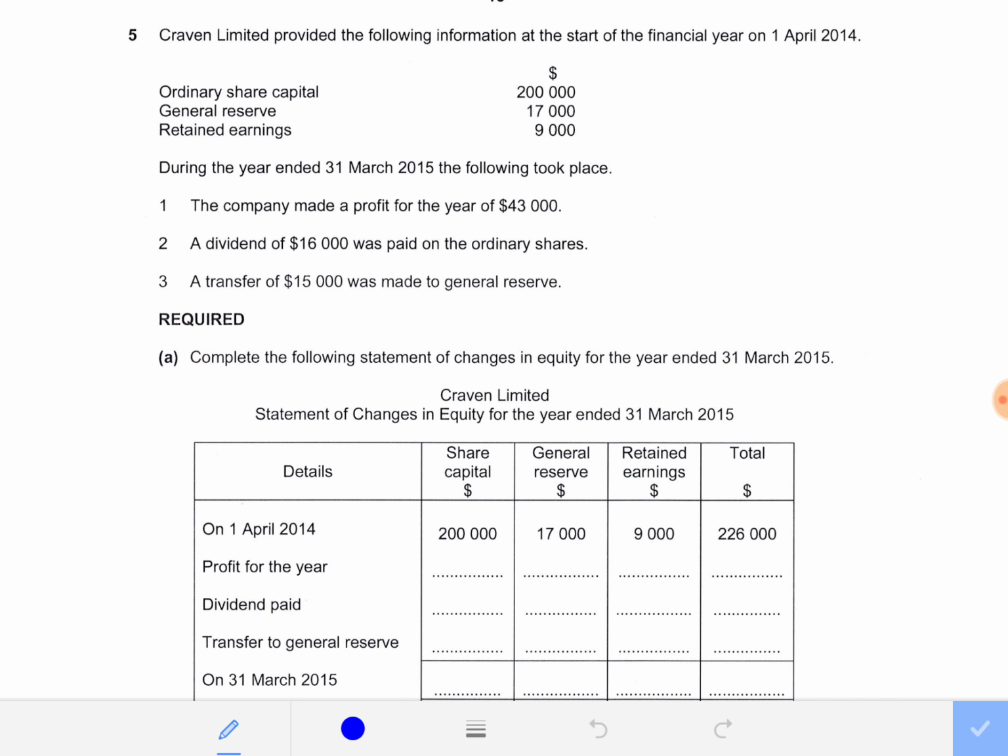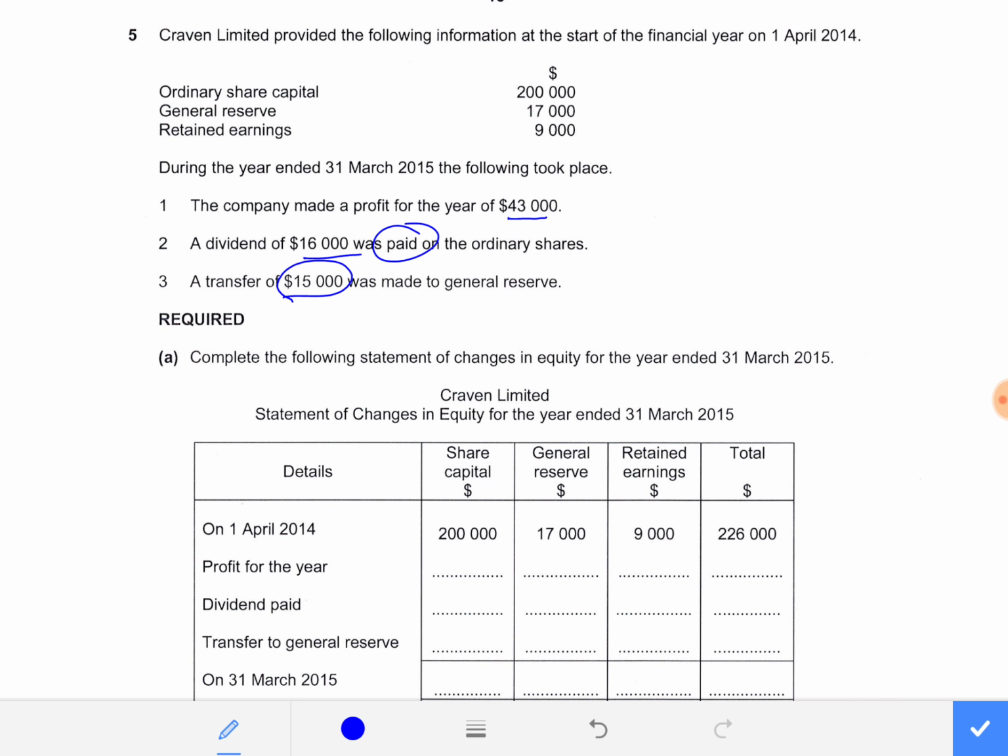It has ordinary share capital of 200,000, general reserve of 17,000 and retained earnings of 9,000. During the year ended 31st of March 2015, the following took place. The company made a profit for the year of 43,000, a dividend of 16,000 was paid, and a transfer of 15,000 was made to general reserve.